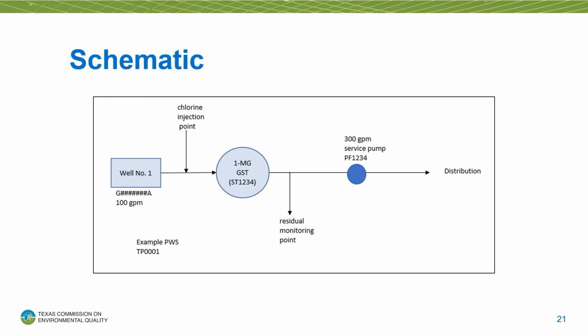So this is a pretty simple schematic for a groundwater facility. This is what we require to see on the schematic with your CT study. You're gonna show your wells and give the flow rate. You're gonna show where you inject, and you're gonna show the storage tank, and then you're eventually gonna show where you monitor, your service pumps, and eventually when it goes out to distribution. So this is what we typically see with a groundwater CT study.